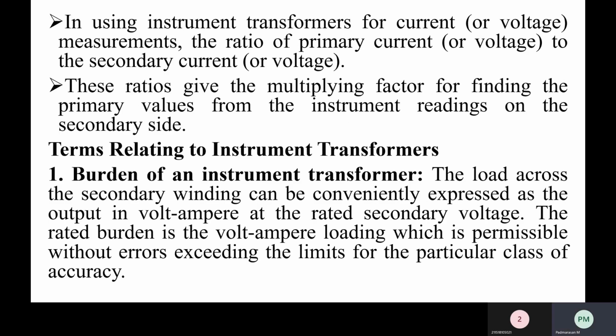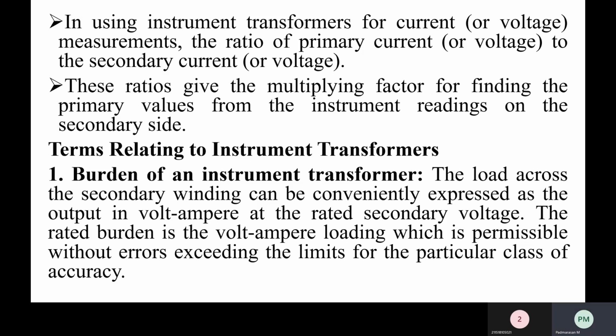Next, in using instrument transformers for current or voltage measurements, the ratio of primary current or primary voltage to the secondary current or secondary voltage is important. This ratio gives the multiplying factor for finding the primary values from the instrument readings on the secondary side.